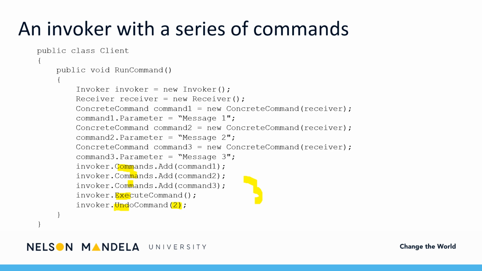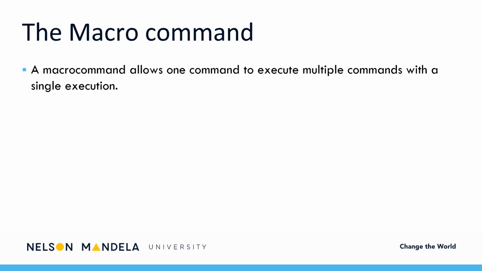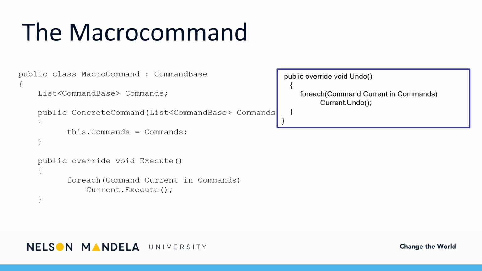If you want to undo the operation at this parameter, you can. One thing that was mentioned that a command pattern is good for is executing a number of commands, and we're going to use a macro command for that. It actually allows one command to execute multiple commands with a single execution. This is where we said we are removing the client from being responsible for the execution of commands. So an example that we're going to look at next uses macro commands.